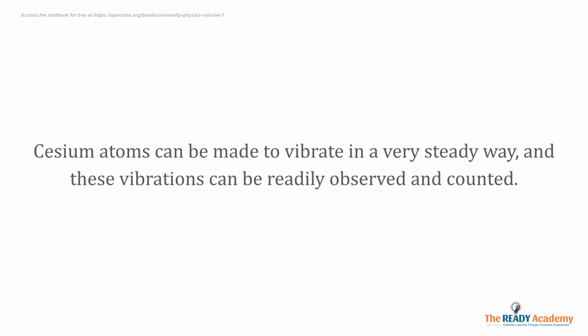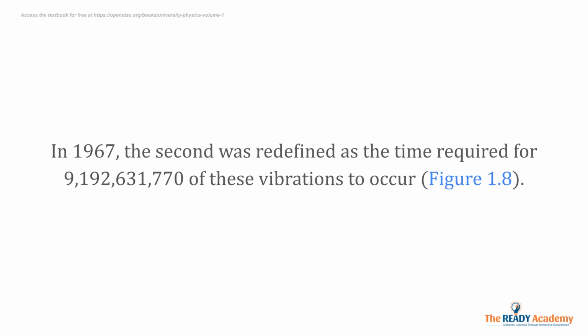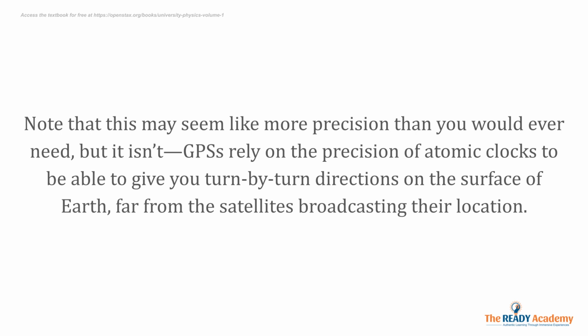Cesium atoms can be made to vibrate in a very steady way, and these vibrations can be readily observed and counted. In 1967, the second was redefined as the time required for 9,192,631,770 of these vibrations to occur, Figure 1.8. Note that this may seem like more precision than you would ever need, but it isn't. GPSs rely on the precision of atomic clocks to be able to give you turn-by-turn directions on the surface of Earth, far from the satellites broadcasting their location.